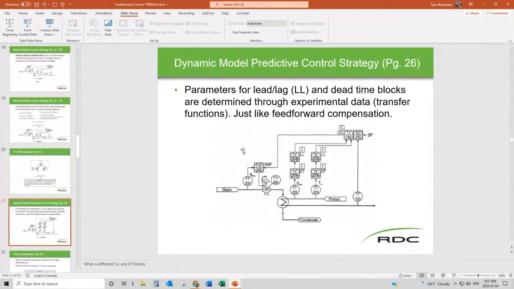Okay, moving on to the dynamic model here, and this is basically what we did in the math that we do in our trade, or at least in this class, where we determine the parameters for lead and lag and dead time, which are determined through the experimental data, which results in the transfer functions that we end up using. So we do our tests, we get our transfer functions, and from that we can determine our lead, lag, and dead time values. Again, these blocks here, LL for lead and lag time, DT for dead time, not critically important, but worth noting because they are the functions that are associated with feedforward control.